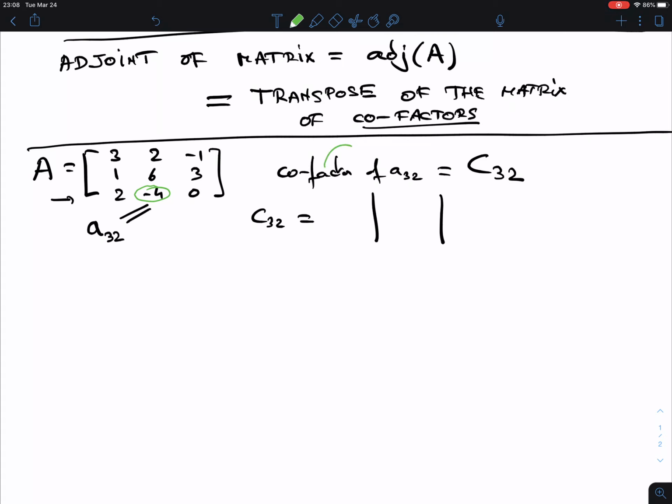Remember, cofactors have a sign. Don't forget the sign here. The sign comes from this checkerboard pattern: plus, minus, plus, minus, plus, minus, plus, minus, plus. So this one has a minus sign, so that's the minus here. This minus comes from the fact that that's a minus position, okay?